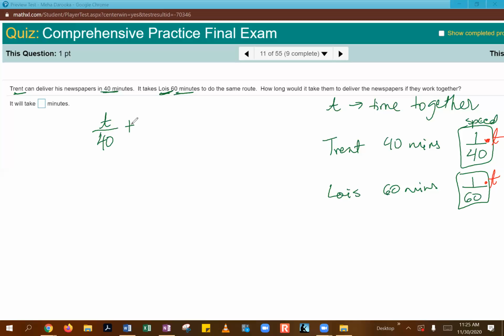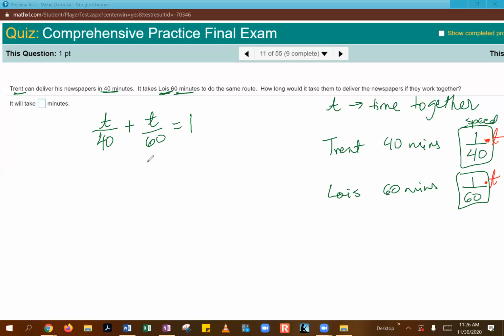So that's for Trent. And then for Lois, it would be T times 1/60, which would come out to be T/60. And since they're doing one job, which is delivering the newspapers, you set this equal to 1. So basically you're taking the total time T, and then you're dividing it by 40, which is the speed for one person, and 60, which is the speed for the other person.